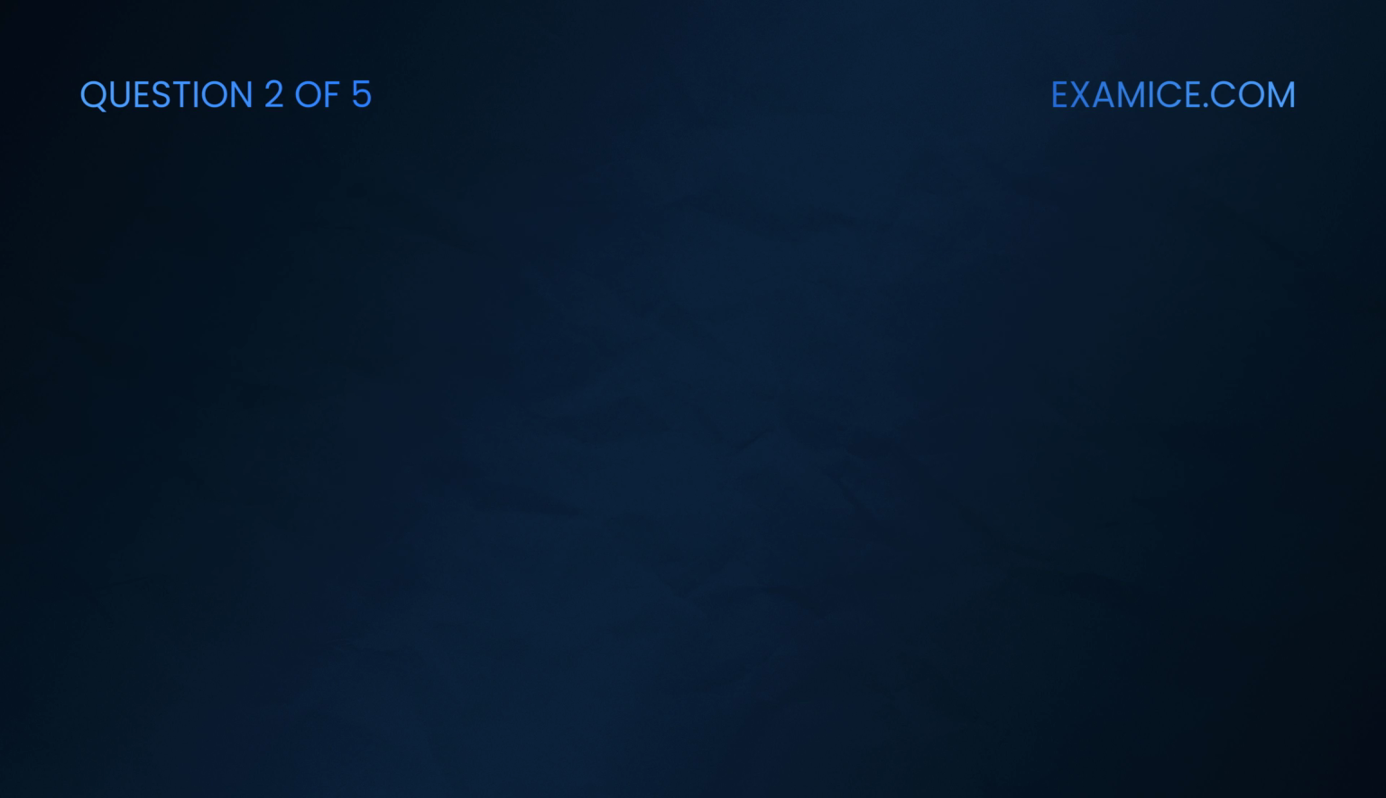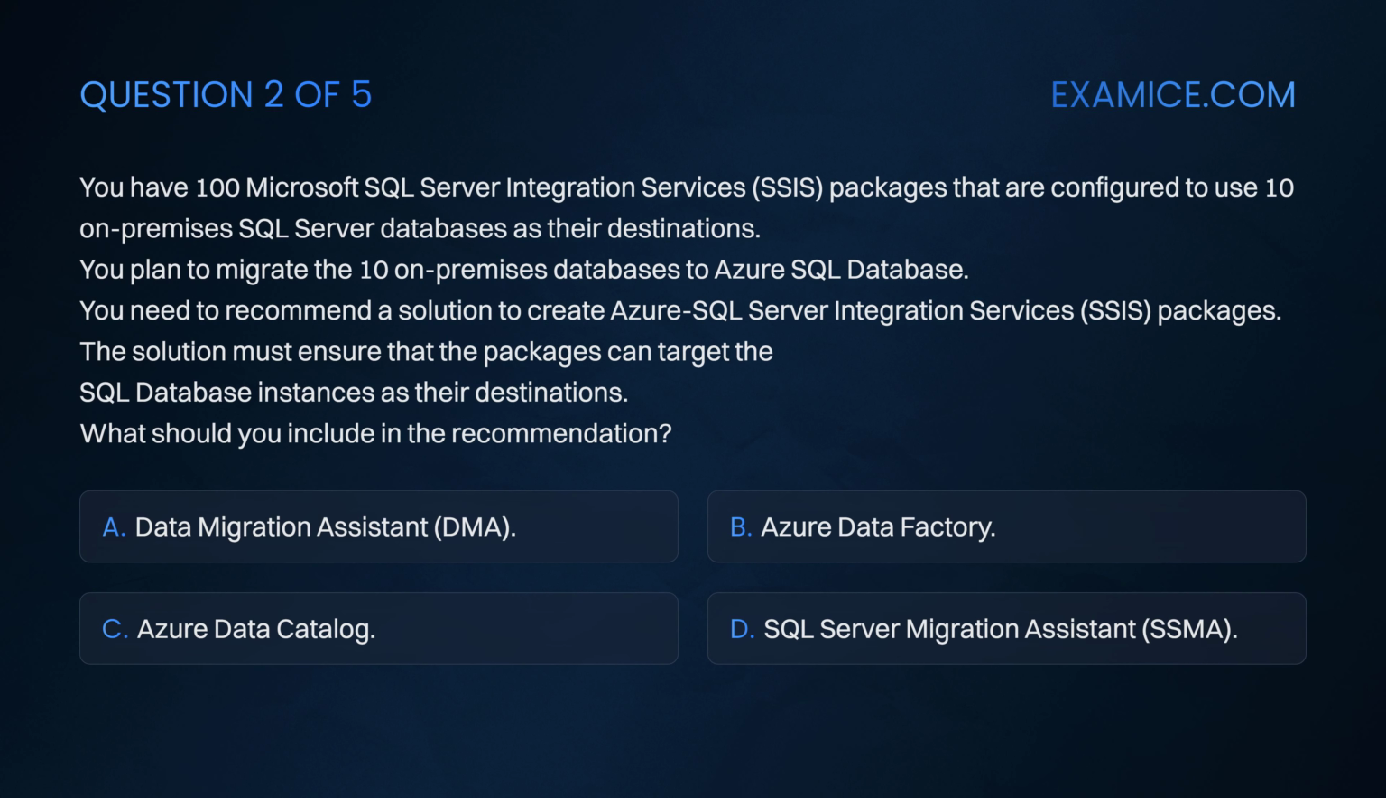Question 2. You have 100 Microsoft SQL Server Integration Services packages that are configured to use 10 on-premises SQL Server databases as their destinations. You plan to migrate the 10 on-premises databases to Azure SQL Database. You need to recommend a solution to create Azure SQL Server Integration Services packages. The solution must ensure that the packages can target the SQL database instances as their destinations. What should you include in the recommendation?